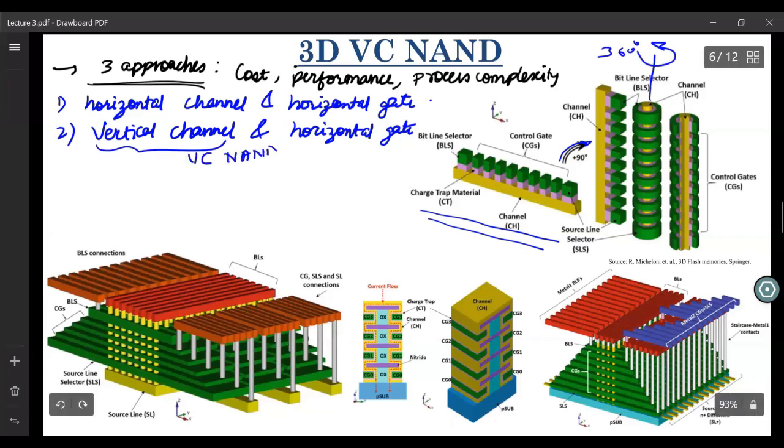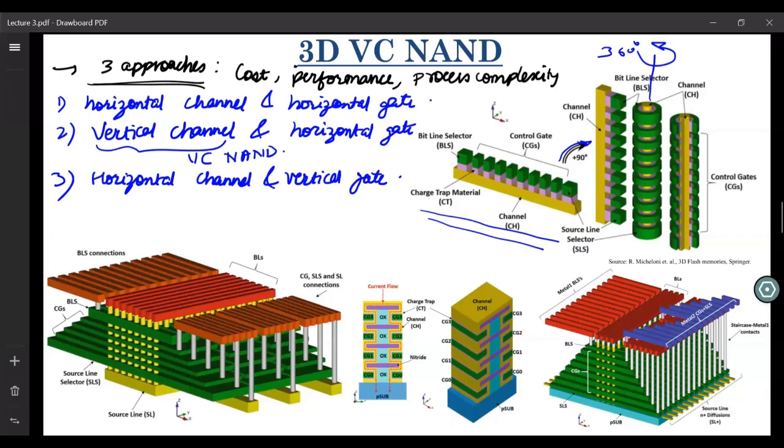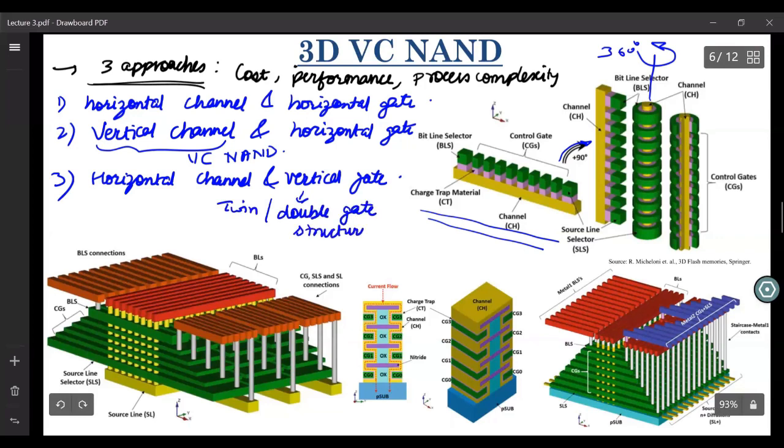vertical channel NAND. There is yet another approach which Macronix and Samsung came up with, and that is horizontal channel and vertical gate. So in this horizontal channel and vertical gate, your gate is vertical and it's a twin gate or double gate structure, unlike the gate all around structure of a vertical channel.